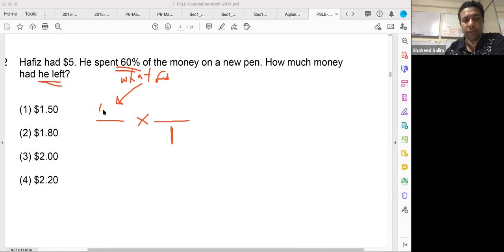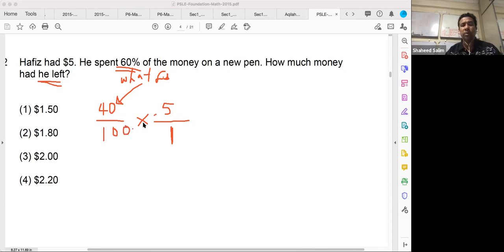Yes, 40. So you write 40 here now. This is 40%. Okay, if you write percent here, below must be percent. So how many percent to write? You got to put this number 5 here. How many percent is this $5? It's 100%. So put it below here.